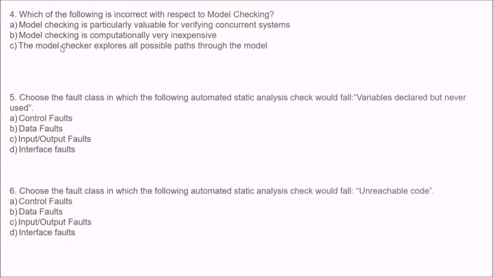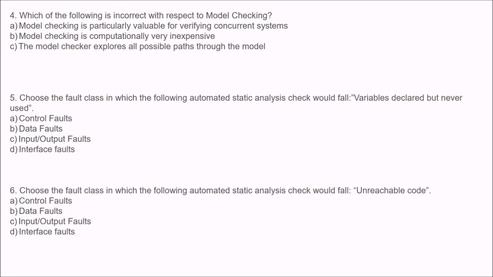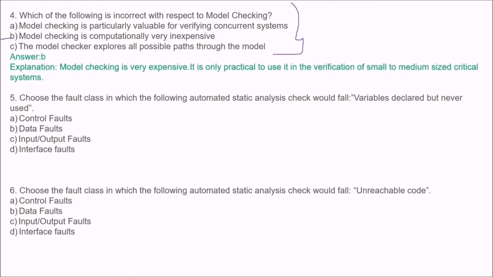Next is: which of the following is incorrect with respect to model checking? Three options are there, and the answer is B. Model checking is computationally very expensive, so saying it is inexpensive is incorrect. Because model checking is so expensive, it is only practical to use it in the verification of small or medium sized critical systems. You cannot use model checking for a large system.